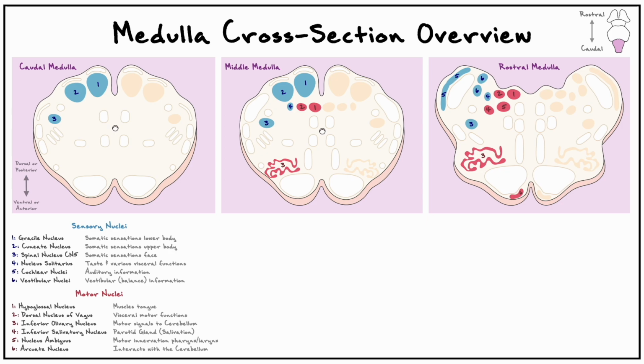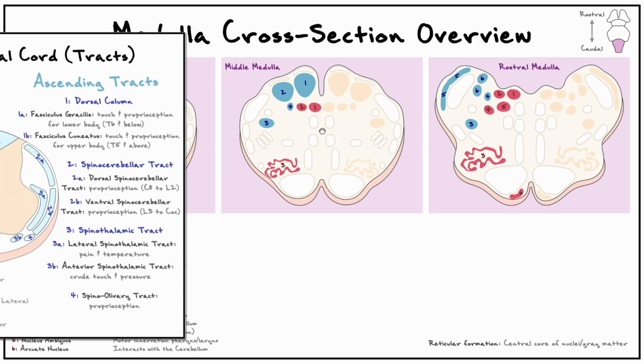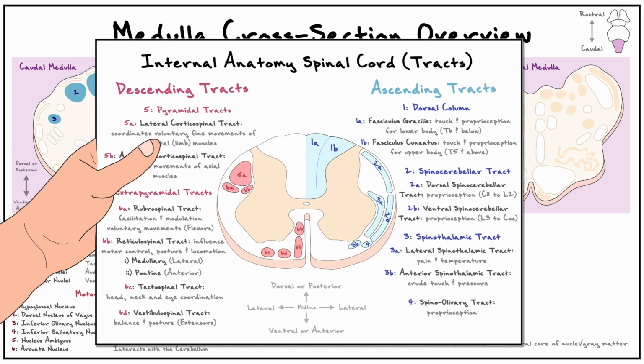One aspect of the terminology about the gray matter that I'd like to point out, which you might see sometimes in your textbooks, is the concept of the reticular formation. Simply put, the reticular formation represents the central core of nuclei and gray matter of the brainstem. A bit like the butterfly shape in the spinal cord, but considerably more complex due to the different neuronal circuits it contains. For the white matter, the spinal cord was divided in primarily descending or ascending tracts.